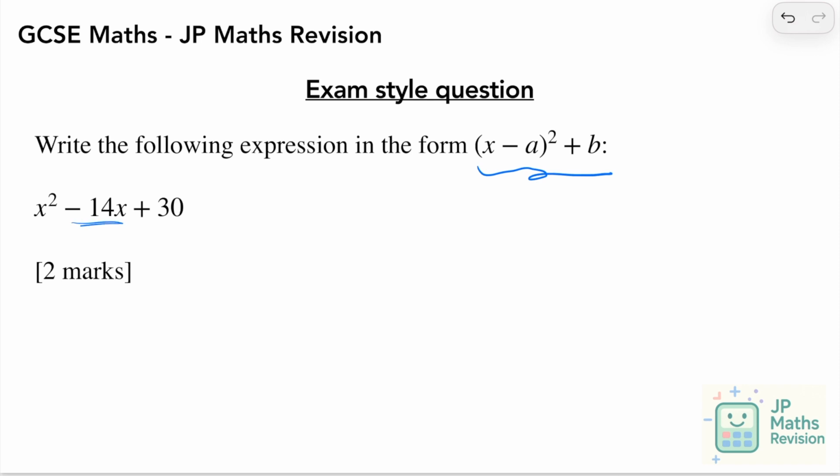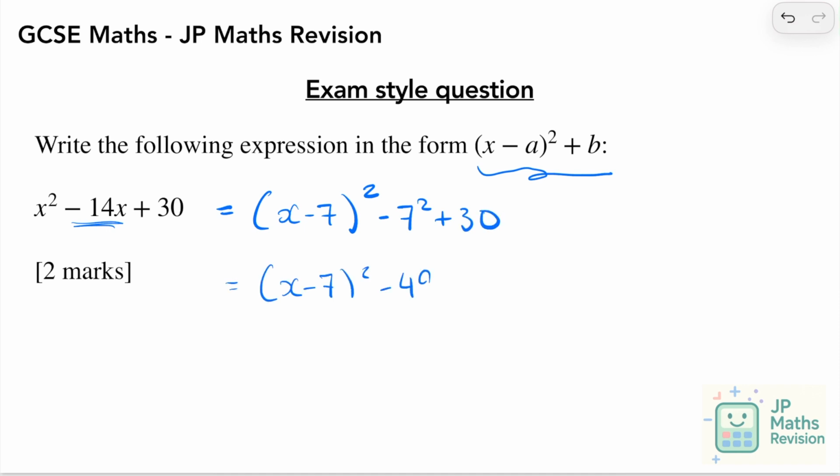So again, we're going to half the number in the middle, so minus 14 divided by 2, that's minus 7. So the closest possible perfect square that it belongs to is x minus 7. So we need to square it, and then we minus 7 squared, and then we add 30. So this is going to be x minus 7 squared minus 49 plus 30. So that's going to be x minus 7 squared minus 19.